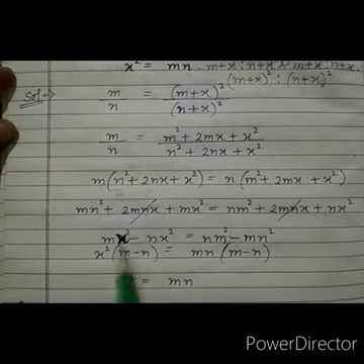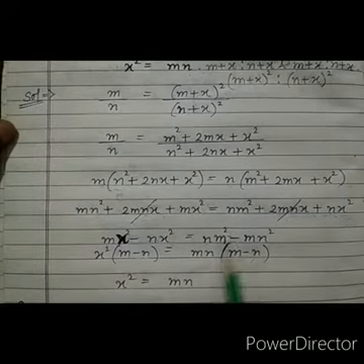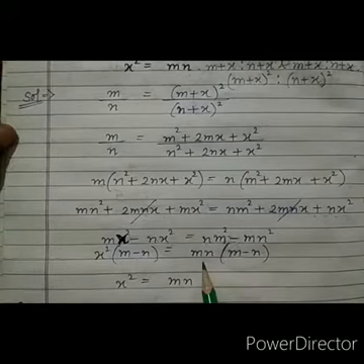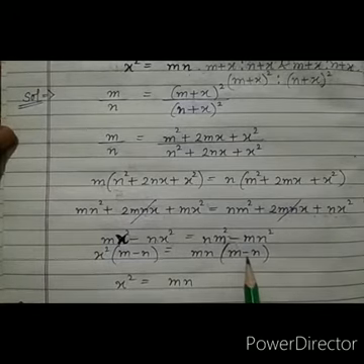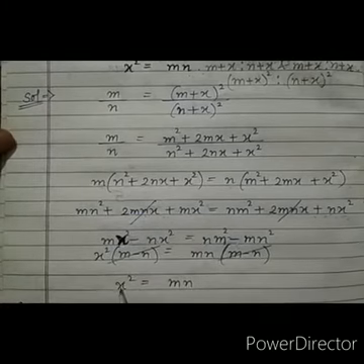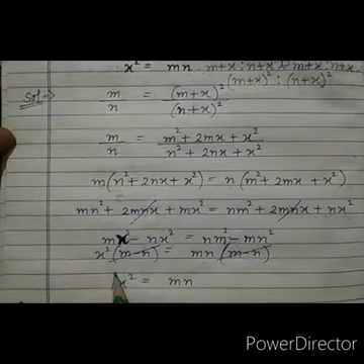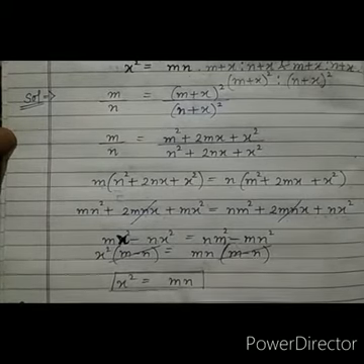Now take x square common from this, so it becomes m minus n, and from here we can take m and n common, so in the bracket we have m minus n. So this will cancel each other, then we have x square is equal to mn, and this is what we had to show.